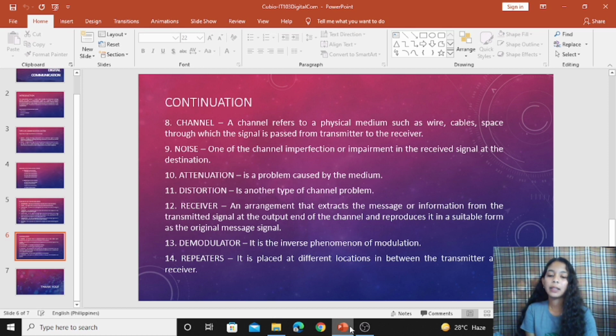So next is the demodulator. It is the inverse phenomenon of modulation. It is the process of separation of message signal from the carrier wave that takes place in the demodulator. So the information is retrieved from the modulated wave. Next is the repeaters. It is placed at different location in between the transmitter and receiver. A repeater receives the transmitted signals, amplifies it, and sends it to the next repeater without distorting the signal.